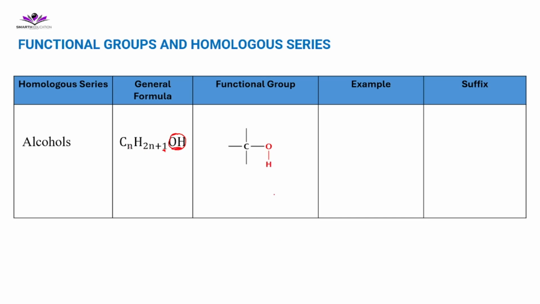This is the functional group for alcohols. And then an example is ethanol. And then OH replacing one hydrogen, the suffix is ol. Ethanol, propanol, butanol.